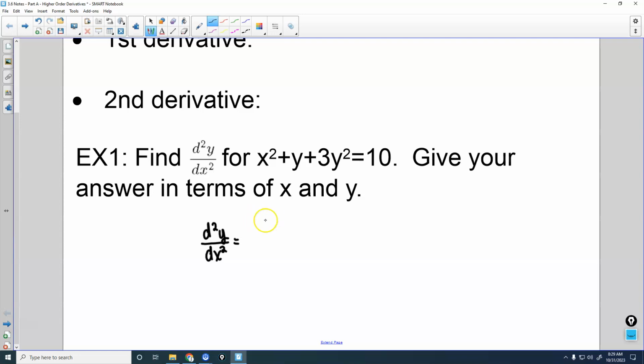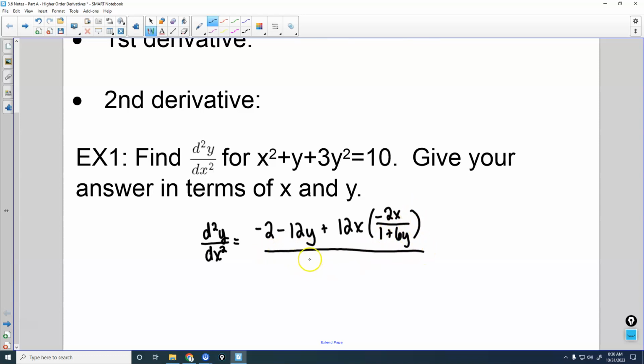Alright, so here is what we had. Negative 2 minus 12y plus 12x times negative 2x over 1 plus 6y, all over 1 plus 6y squared. Okay, so we had gotten here yesterday, and I said on a free response question, this is perfectly acceptable.